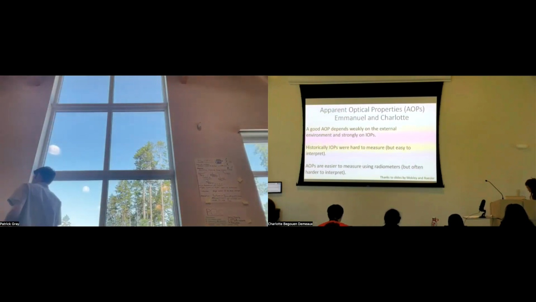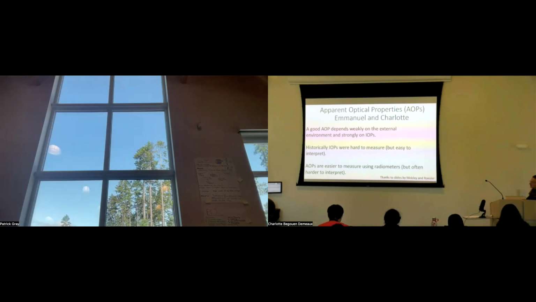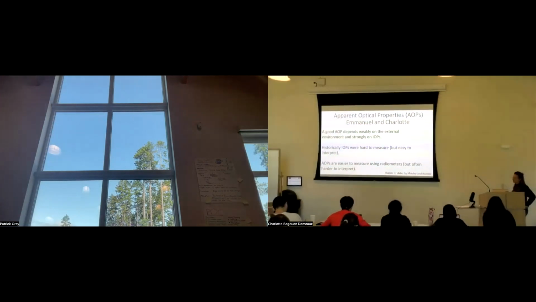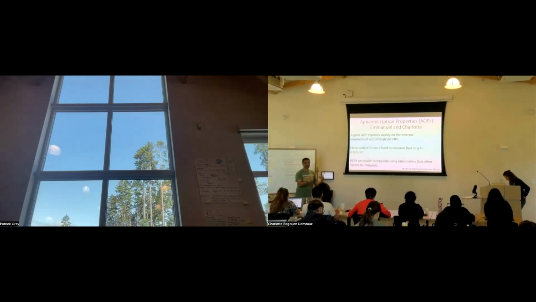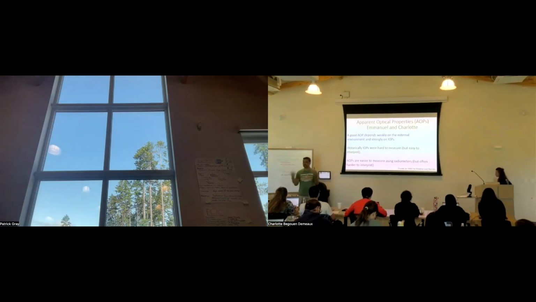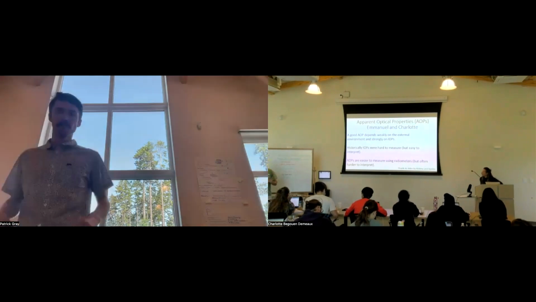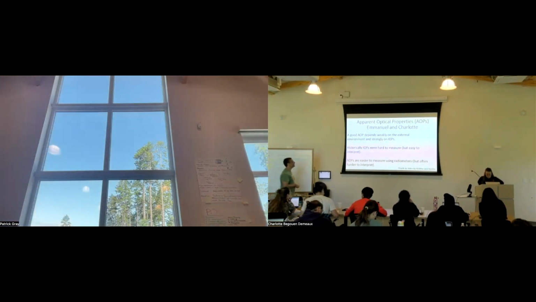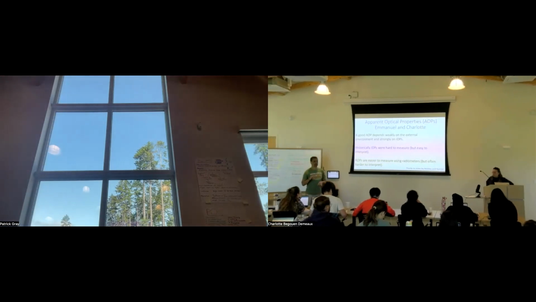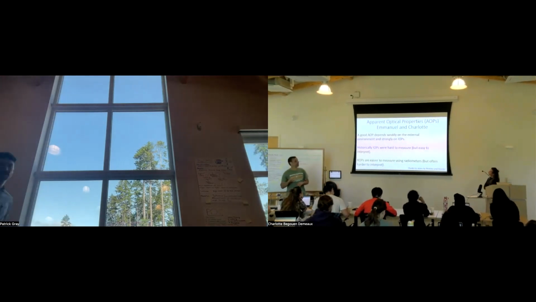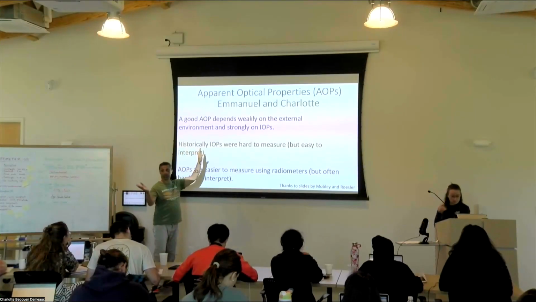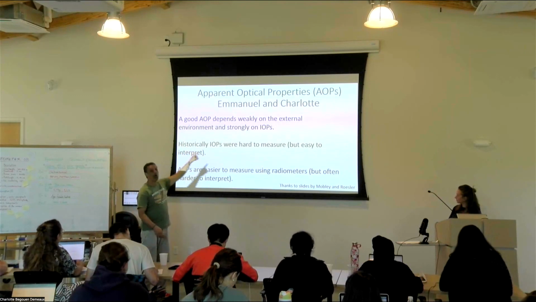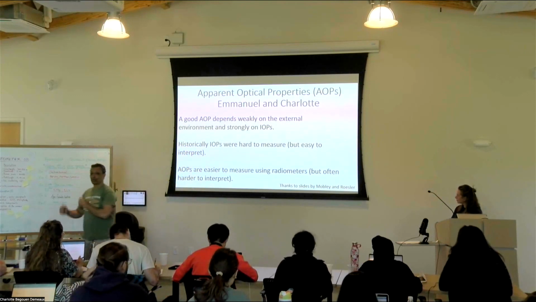One thing to remember, and many people in the field make that mistake: apparent optical properties, while we use radiometers to get them, are not what radiometers measure. Radiance and irradiance are not AOPs, they're radiometric quantities, and in that big chart you've seen many times, they're in a separate box. A good AOP depends weakly on the external environment, as we saw with the wind, and strongly on IOPs. It's basically something that we'd love to get.